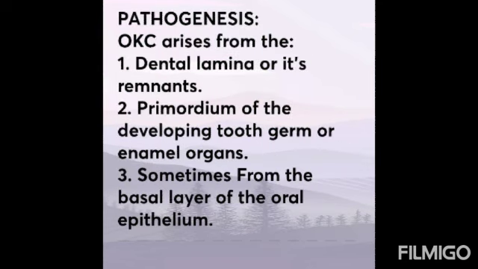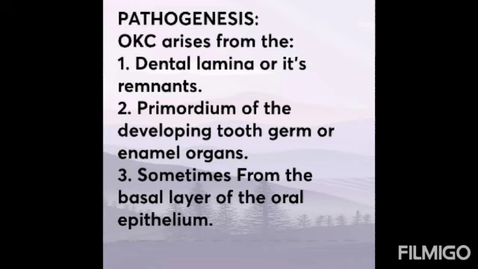Next, moving on to the pathogenesis. The OKC arises from the dental lamina or its remnants, and the primordium of the developing tooth germ or enamel organ, and sometimes from the basal layer of the oral epithelium. So dental lamina or its remnants and basal layer of the oral epithelium, or sometimes the developing tooth germ or enamel organs.